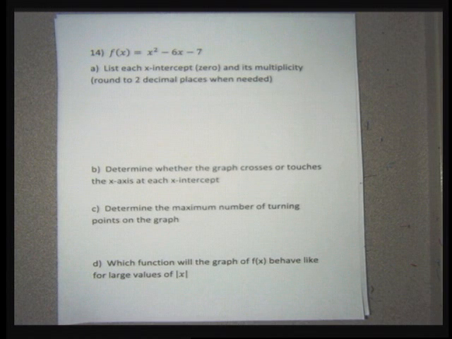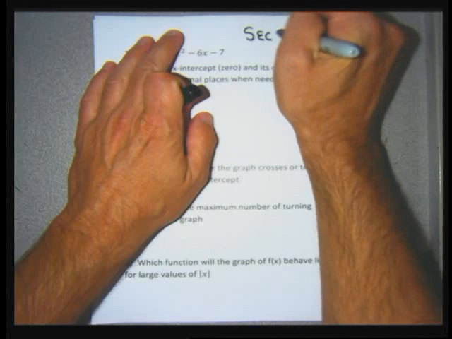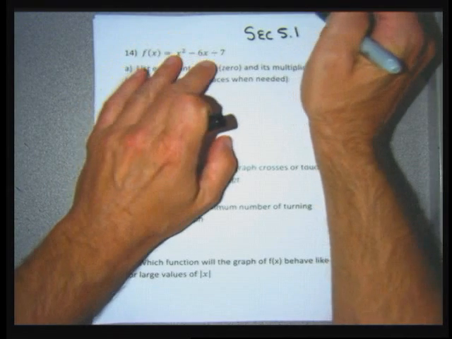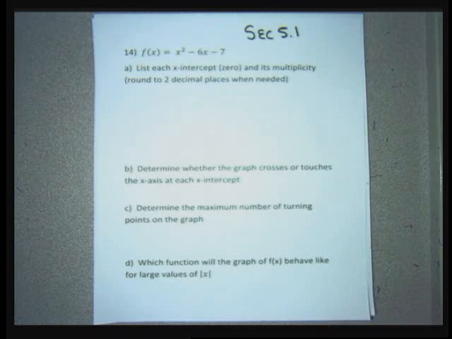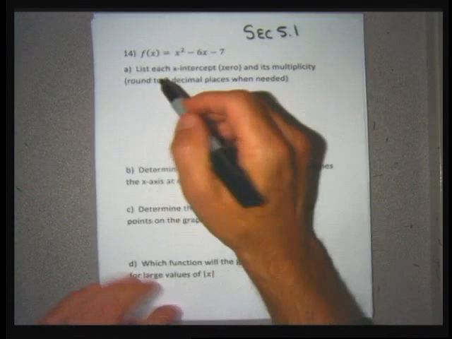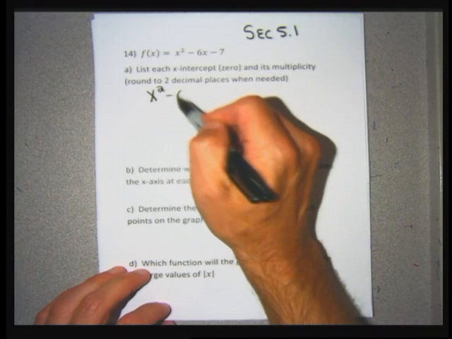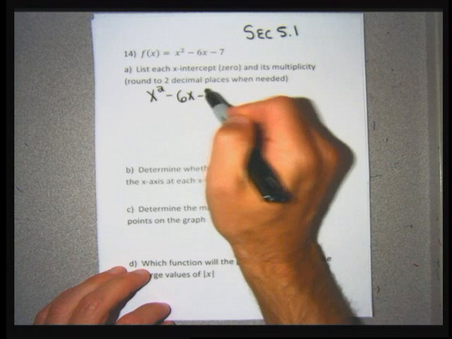Alright, so hopefully the second half of 5.1 is really much quicker than the first half. This is still section 5.1, and this is the same grouping of questions as the last few problems that I did. It's asking the same questions. The only difference between the problems I'm going to do right now and the problems in the last video is that these aren't factored. To find the x-intercepts, I'm going to take the function and set it equal to 0.